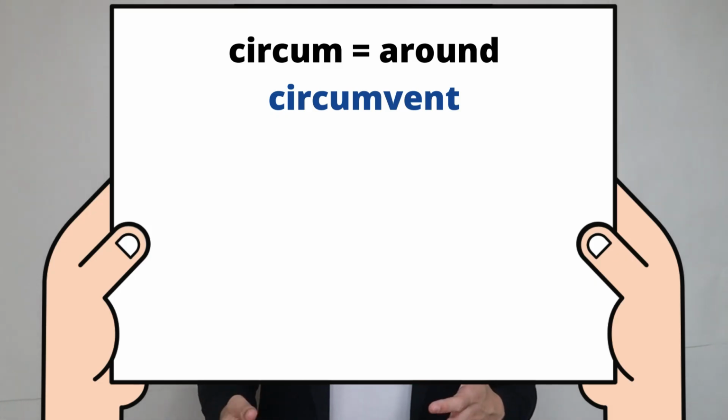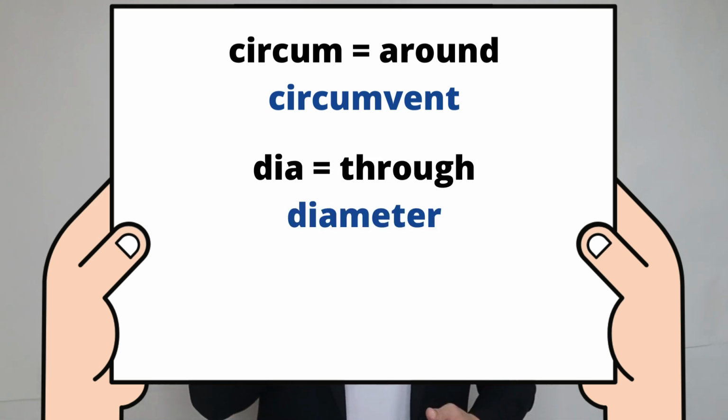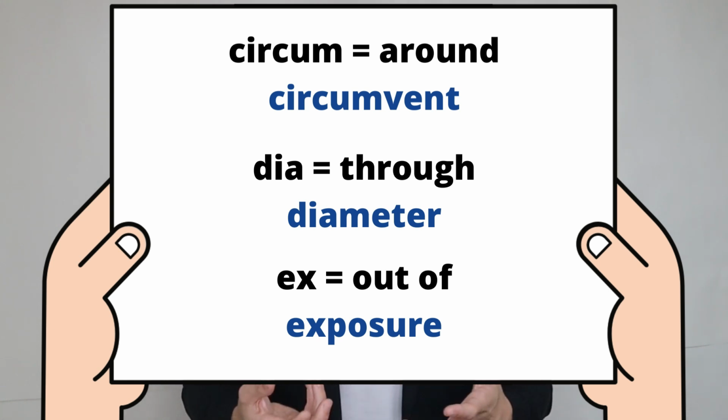For example, the suffix added to teach forms teacher, indicating a person who teaches. By recognizing and understanding word roots, prefixes, and suffixes, you can break down unfamiliar words into smaller parts and comprehend their meanings more easily. This knowledge also helps in building your vocabulary and forming new words by combining different word parts. Some more examples include circum, go around, circumvent, dia, through, diameter, ex, out of, exposure.